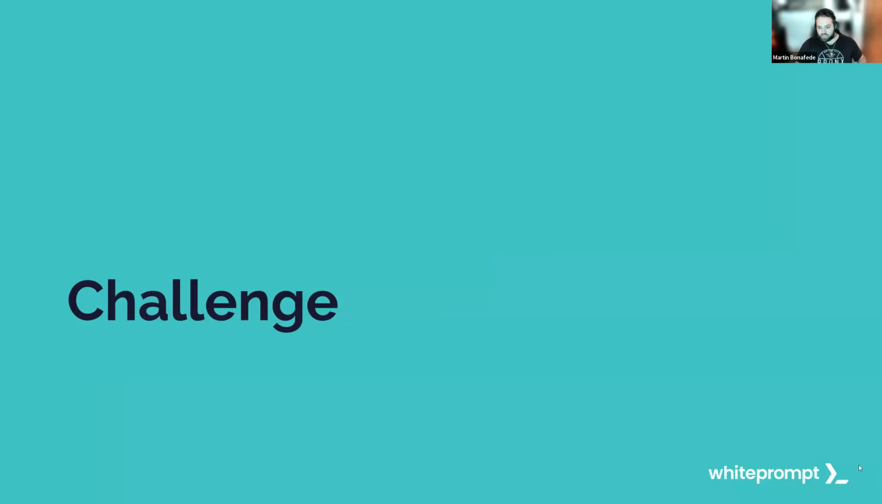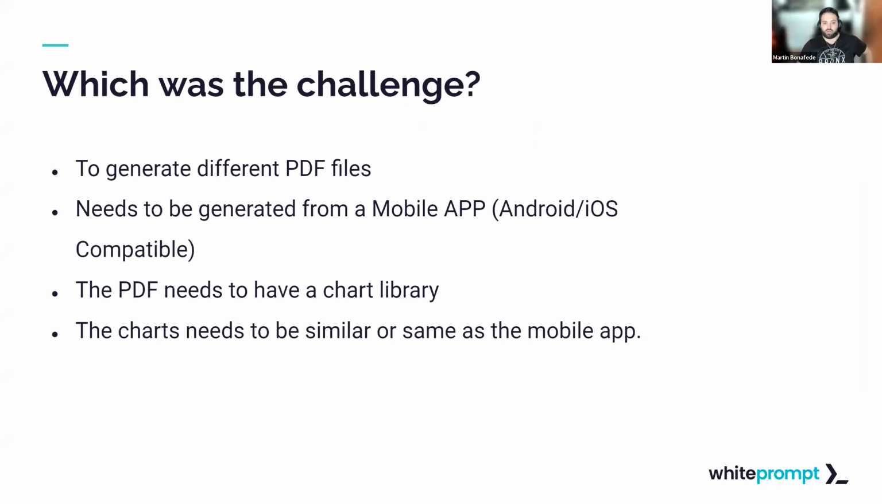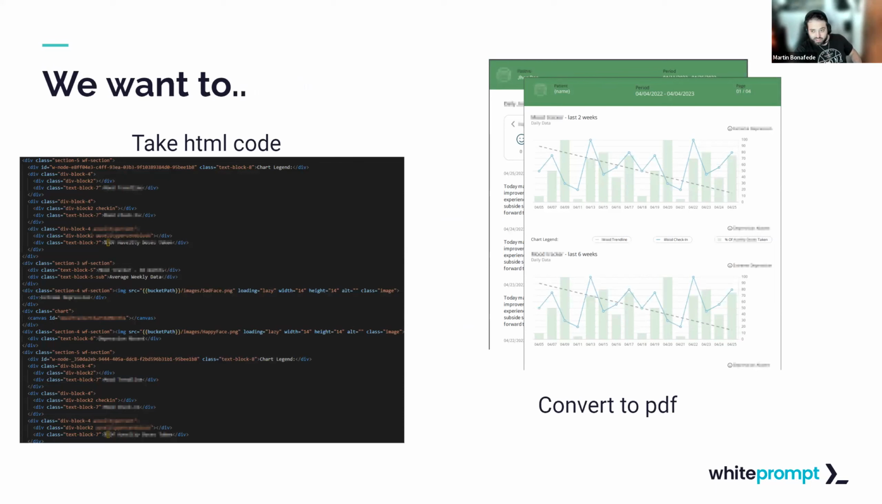Okay, first of all, the challenge that we have to do. We have to generate different PDFs. We need every PDF to look the same, whatever mobile app or platform you use. The PDF in our project required a lot of charts in one PDF. It's a report PDF. So what we want is to take this HTML code and make charts like this chart on the right.